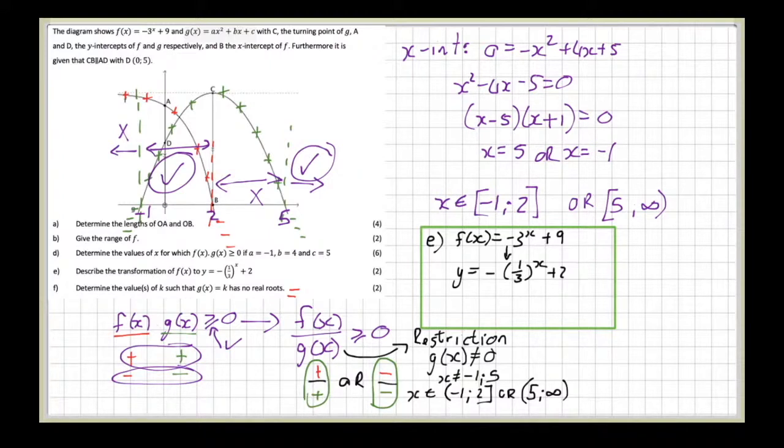The +2 at the back is not my issue. But what my issue is, the 3 that changed to a third. So let's rather change this back. Now, 1/3 is 3 to the negative 1. So in other words, actually, 1/3 to the x is actually 3 to the negative x. If you are unsure about this, remember, 1/3 is equal to 3 to the negative 1.